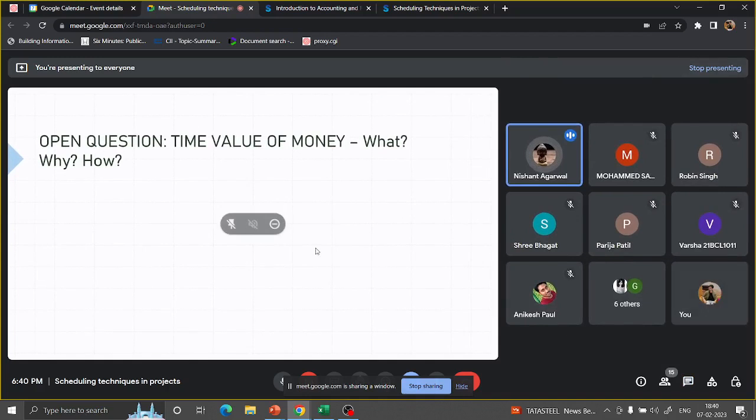So time value of money, we consider value of money after some time. No, what part are you answering? What, why, or how? What is time value of money? Okay. I am asking that part. Time value of money is the value of money after some time, like 2 years, 3 years. How will it change? Like 100 rupees now, what would be its value after 2 years, 3 years? At what depreciation are we considering, 5%, 10% depreciation over time?